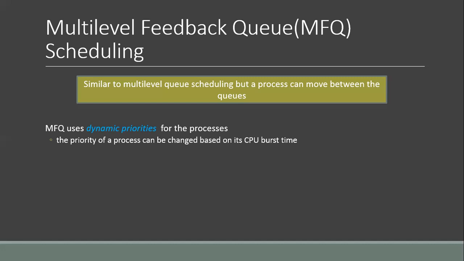That is, the priority of a process can be changed based on its CPU burst time. So the criterion to change the priority of a process is CPU burst length. Based on CPU burst length, the priority of a process can be increased or decreased.